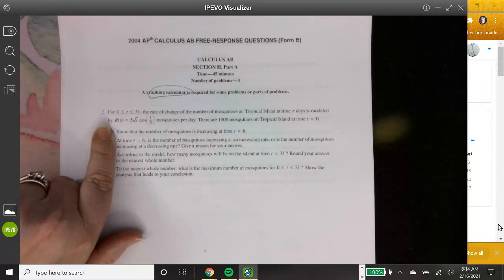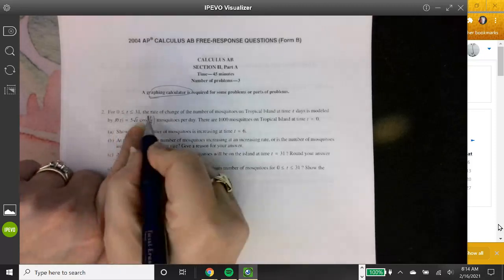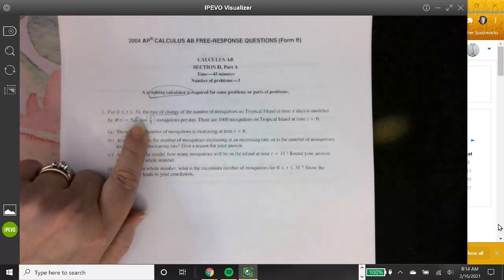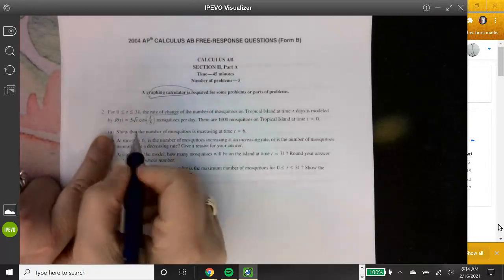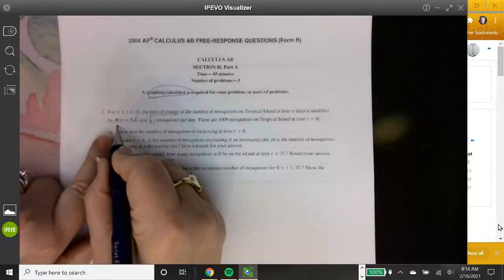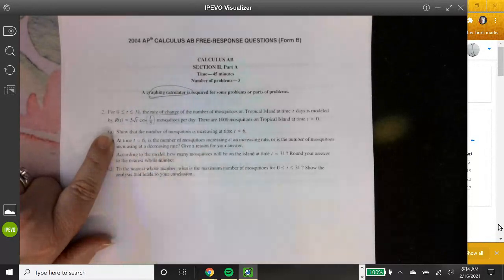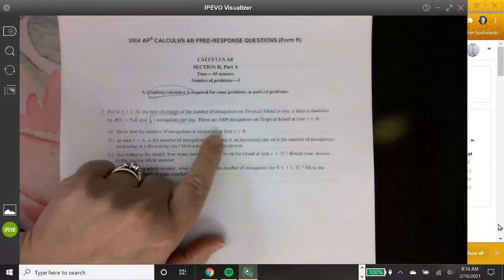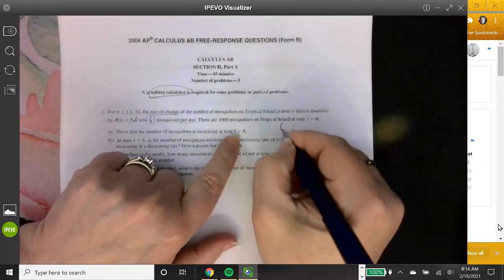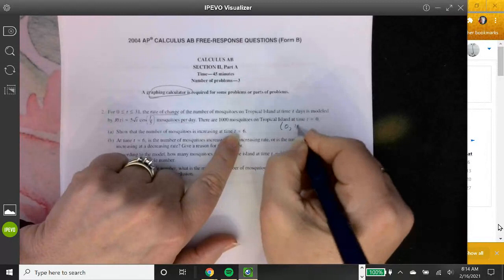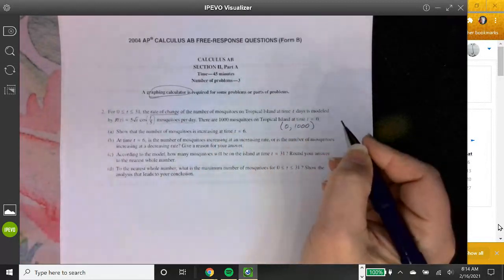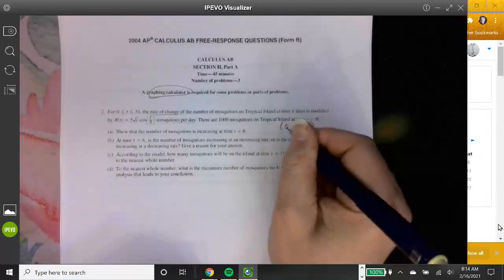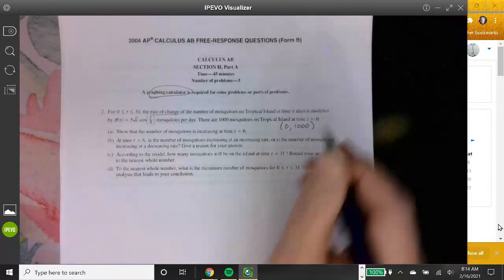So this problem states for time between 0 and 31, the rate of change of the number of mosquitoes on tropical island at time t days is modeled by R of t, so mosquitoes per day. This is a rate of change of mosquitoes per day. There are 1,000 mosquitoes on tropical island at time t equals 0. So they've given us an initial condition of 0, 1,000 for our mosquitoes. I'm going to call that M for mosquitoes, right?